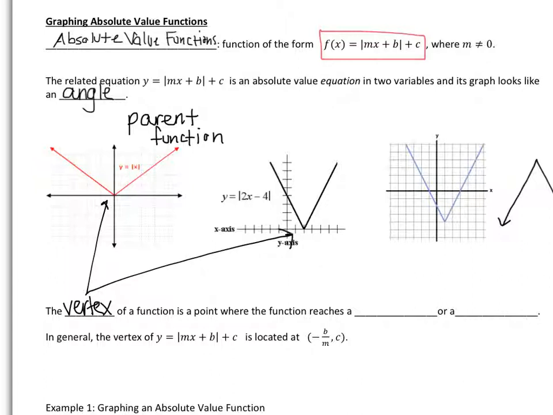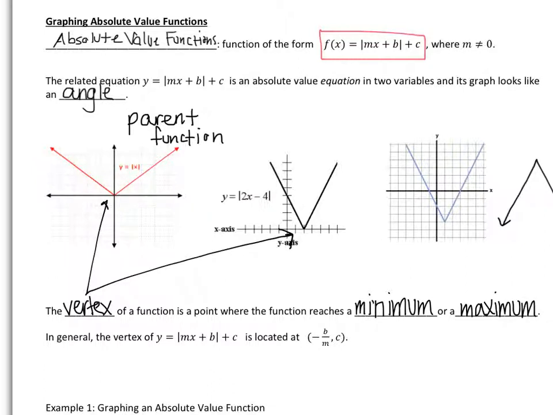That's supposed to be an arrow. All the vertexes are either a minimum point or a maximum point of the graph. Now I spelled that way wrong. This is not the best day. Okay. Minimum, maximum.